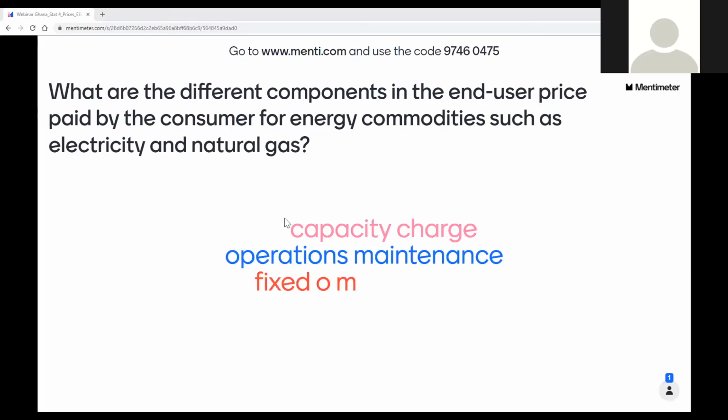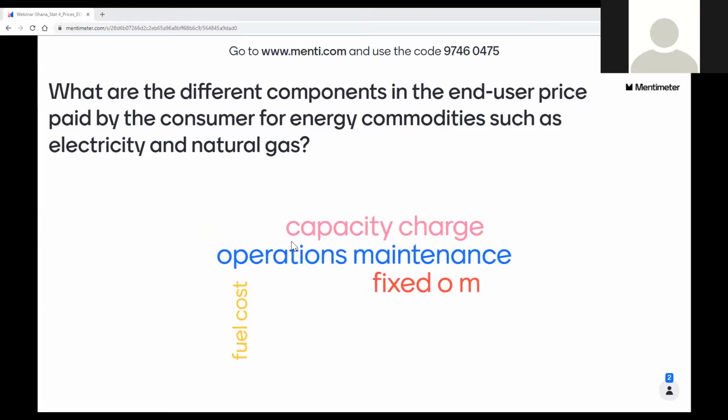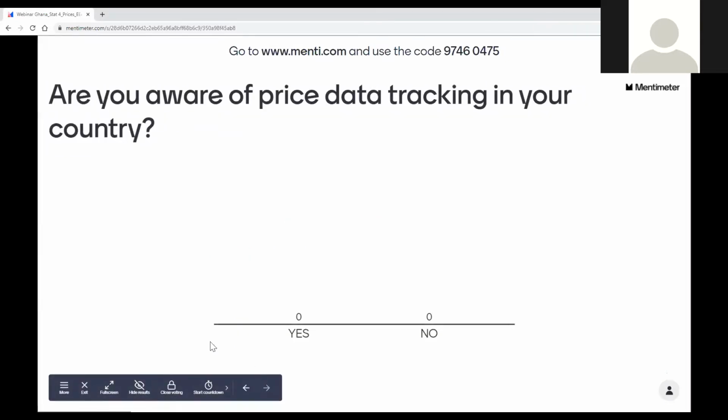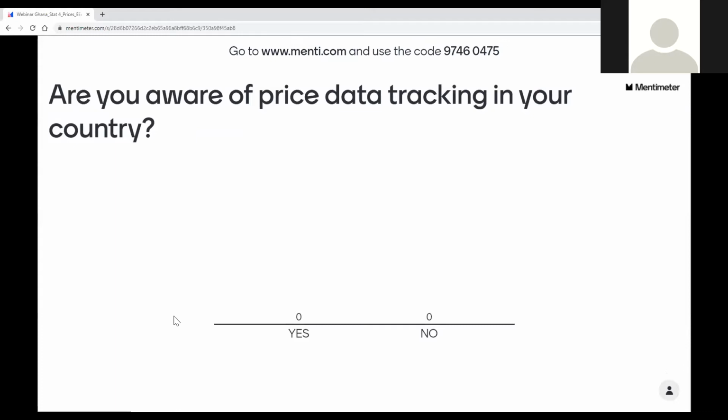So indeed, there have been some answers arriving for the first question, which is some people put capacity charge, operations, maintenance, fix, OM, fuel cost. Yes. So very good. Next question. Are you aware of price data tracking in your country?